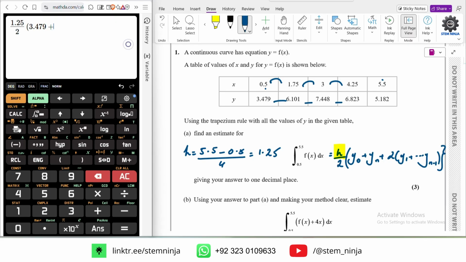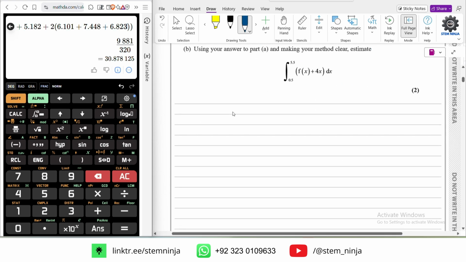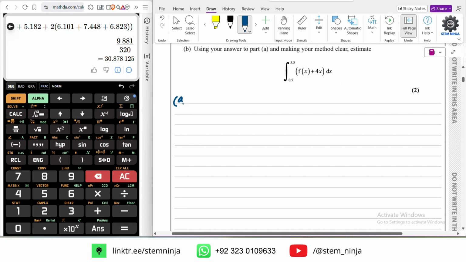So 1.25 divided by 2 times 3.479 plus 5.182, plus 2 times, now the values that are coming twice, 6.101 plus 7.448 plus 6.823. All right, now we need to write it over here.